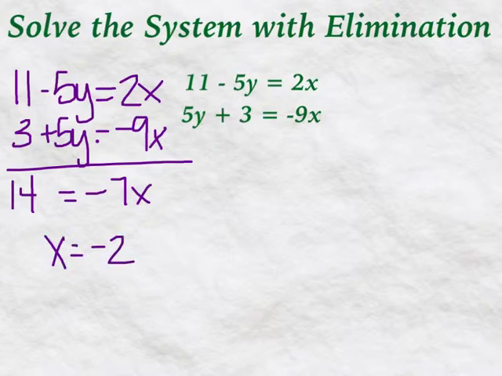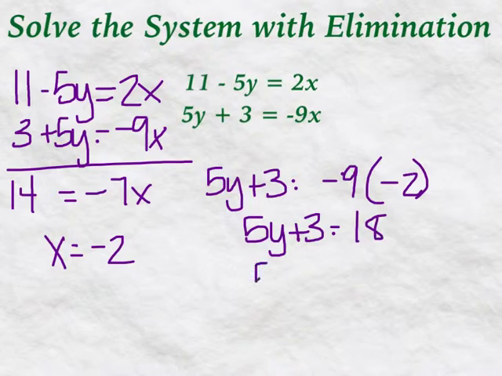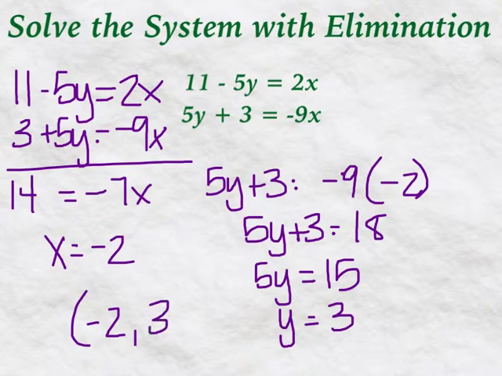Once I do that, I can plug it in and solve. 5y plus 3 equals negative 9 times negative 2. 5y plus 3 equals 18. 5y equals, subtract 3 from each side, 15, and y equals 3. Write that as an ordered pair, negative 2, comma 3.